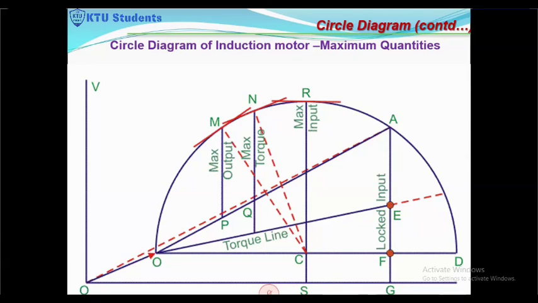What is the designed percentage slip for an induction motor? The percentage slip normally varies from 2 to 5%. That depends on whether you have a small motor or a large motor. For small motors it varies from 2 to 3%, and for large motors it varies from 3 to 5%. Normally it varies from 2 to 5%.